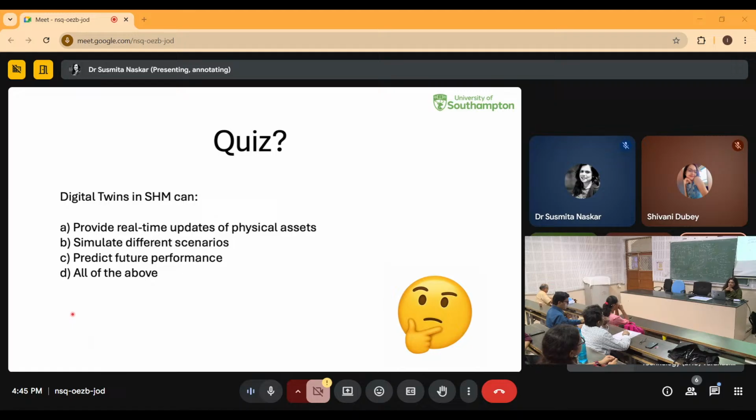Now let's see the next one, which is the digital twin in SHM. Which one is the correct answer? It provides real-time updates of the physical assets, or it simulates different scenarios. All of them, right, when we talk about the digital twin.